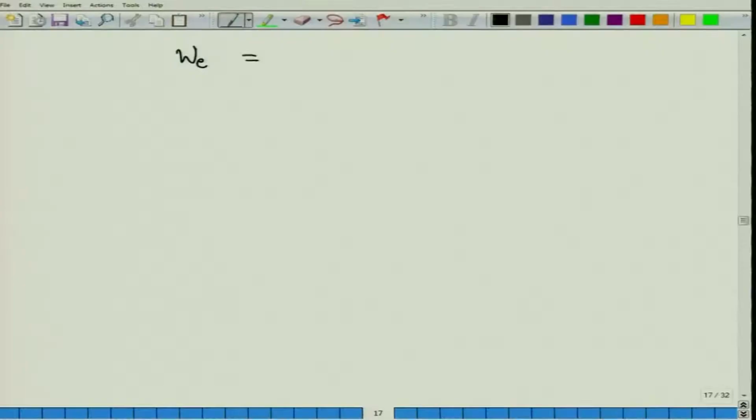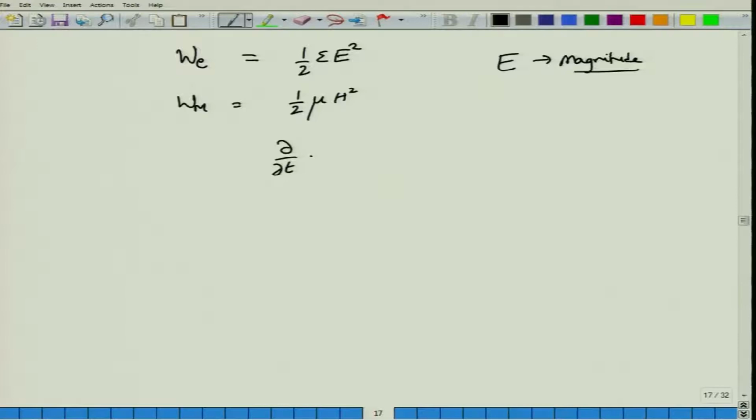Now I write WE as half epsilon E square. So I have removed that magnitude term. I am assuming that when I write E without any vector sign, this actually points to the magnitude itself. Okay. So you have half epsilon E square, and similarly the magnetic energy density is half mu H square, and the terms that you had, the d by dt or del by del t terms, were del by del t WE plus del by del t Wm. Of course, there is an overall minus sign because this is how they were on the right hand side of the equation.